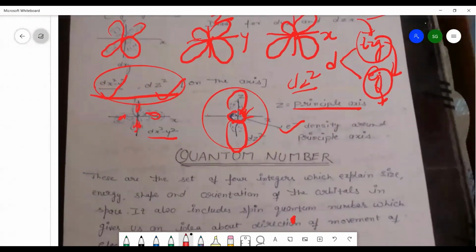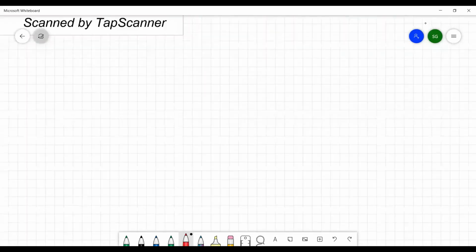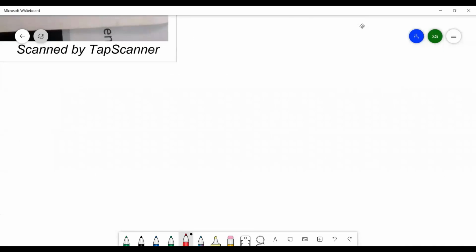Now this was the d orbital shape, and the f orbital has a diffused shape. Now you can see that the orbitals have different shapes: s orbital, p orbital, d orbital and f orbital. There are 4 types of orbitals.